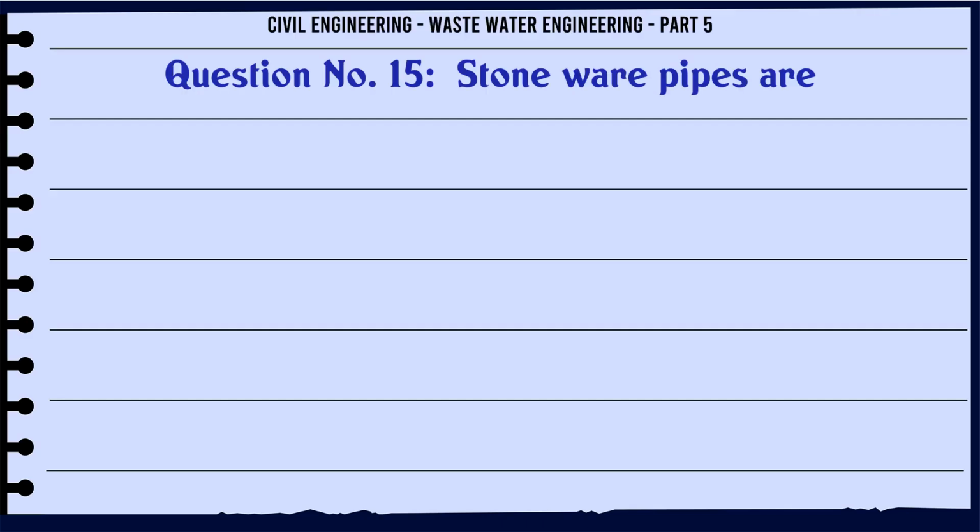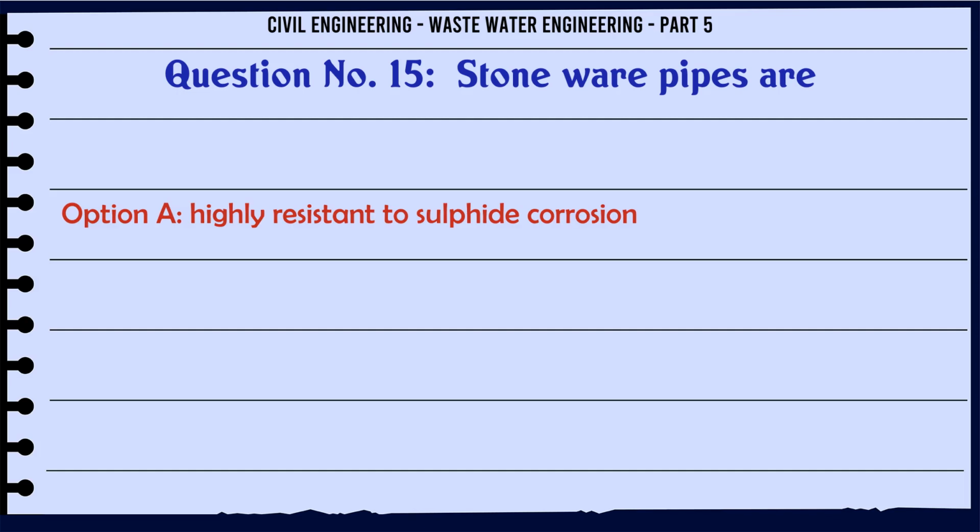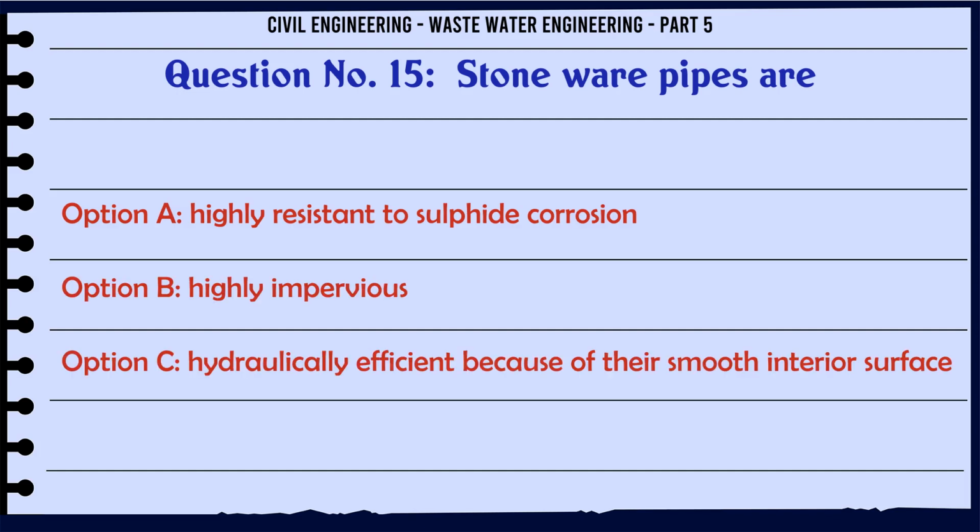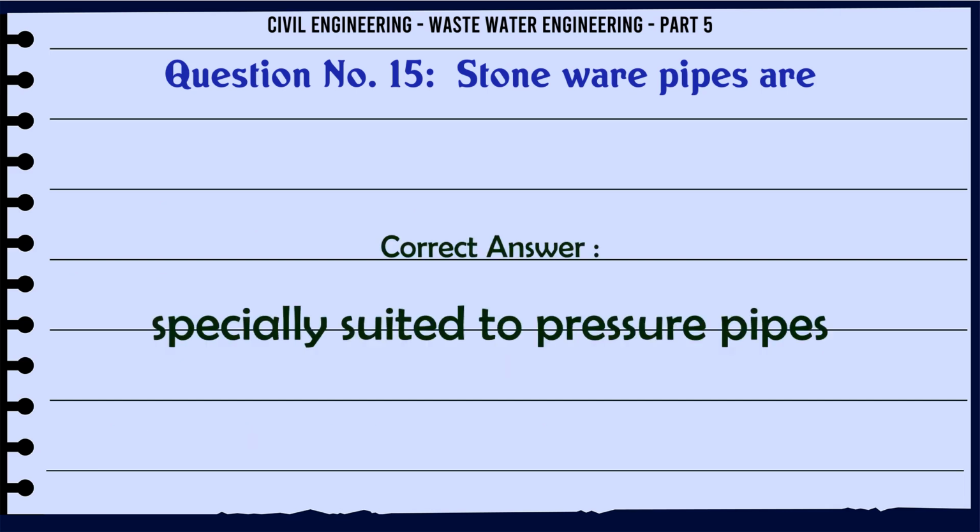Stoneware pipes are: A. Highly resistant to sulphide corrosion, B. Highly impervious, C. Hydraulically efficient because of their smooth interior surface, D. Specially suited to pressure pipes. The correct answer is specially suited to pressure pipes.